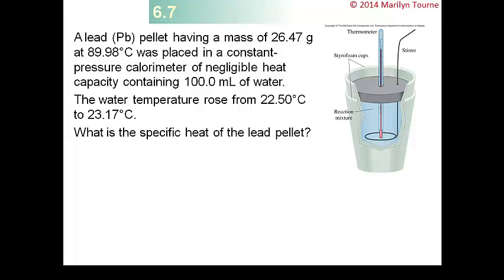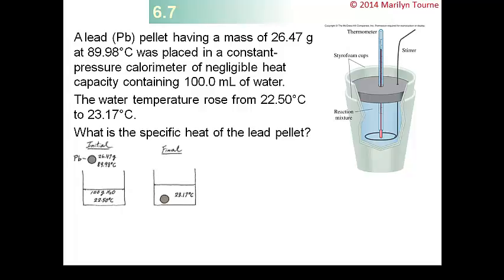The way to do these problems, the way that I do them, is I draw a picture. So I do my little initial state and my final state. In the initial state, I've got this pellet, it weighs 26 grams, it's got a certain temperature, and then before I put the pellet in, I've got 100 grams of water, because it's 100 mL, but that converts to 100 grams of water because of the density, and it starts at 22.5 degrees Celsius. But then in the final state, the pellet isn't outside the water, and now the water has changed temperature to 23.17. So here, my Q system would be made up of the water and the pellet. That's the two things that are going on here.